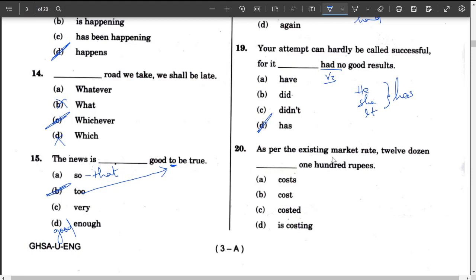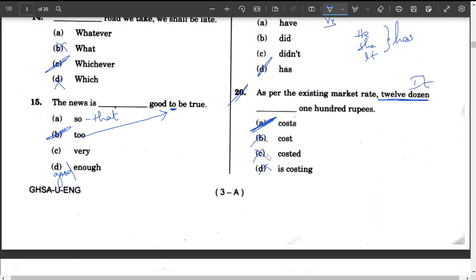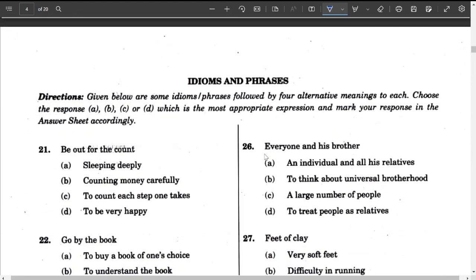Next, as per the existing market rate, 12 dozen dash 100 rupees. As per the present rate, 12 dozen cost, 12 dozen is it. Okay, so it cost cannot be used, it is never followed by V1. Costed, costing, what can you use? It costs, we are referring to the price of the product. Okay, so price must be expressed in the simple present only.